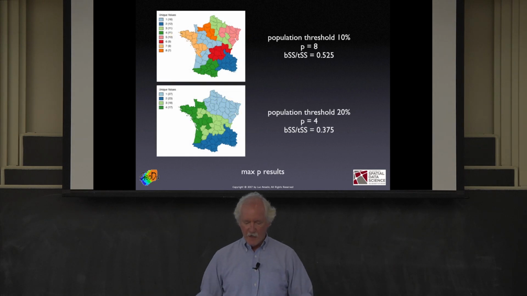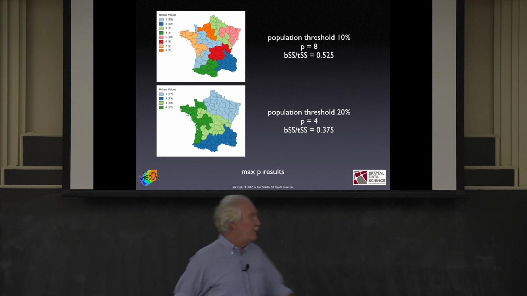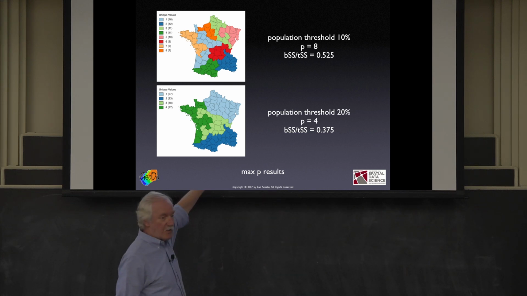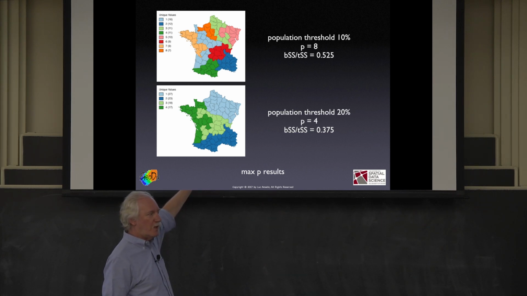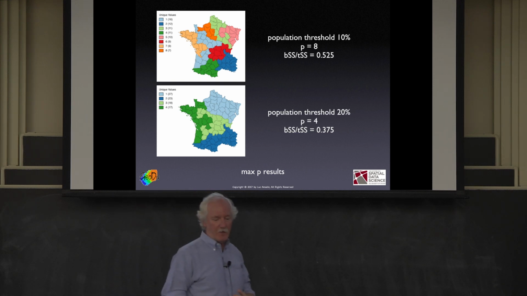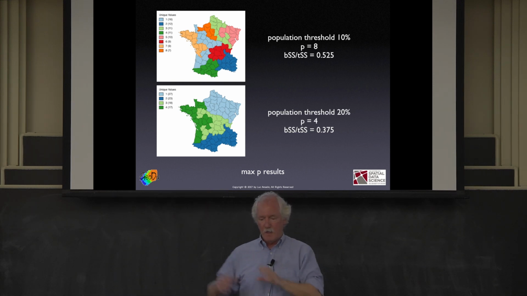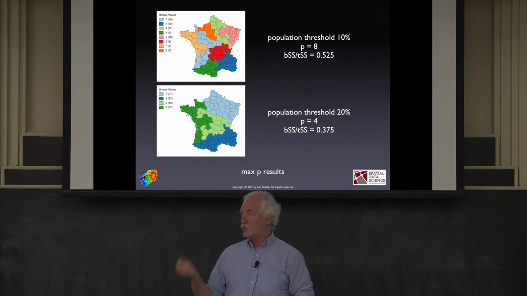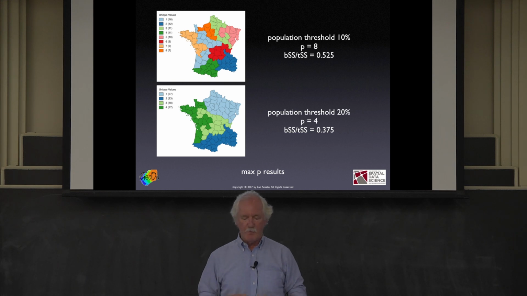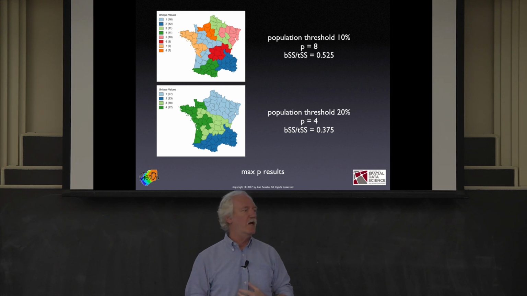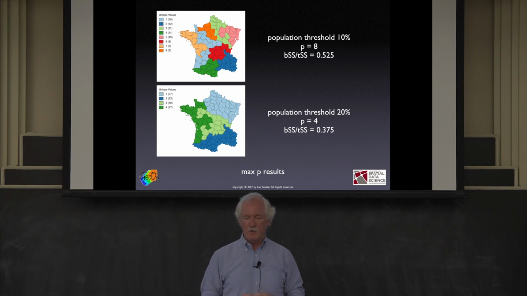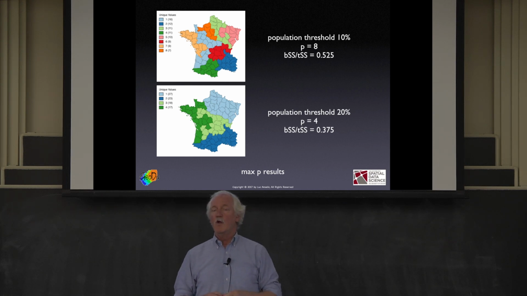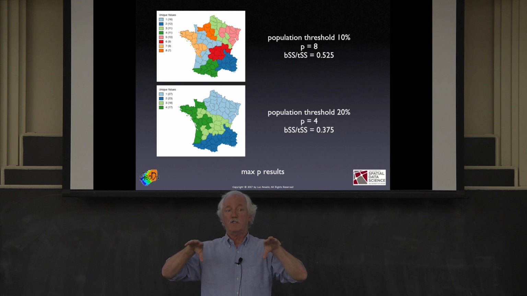So this is what we get. Look at the p equal 4. That looks very similar to what I came up with using my eyeball method. It's a long stringy region, and then the other ones are fairly compact. The population threshold determines the p. In the French example, if you set it to 10%, you end up with p equal 8. If you set it to 20%, you get p equal 4, because it is a hierarchical process.